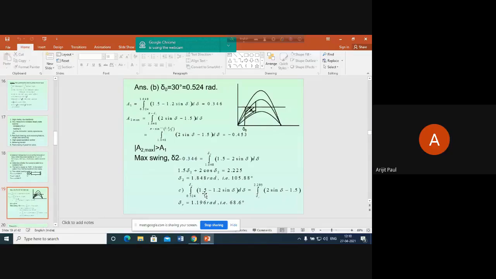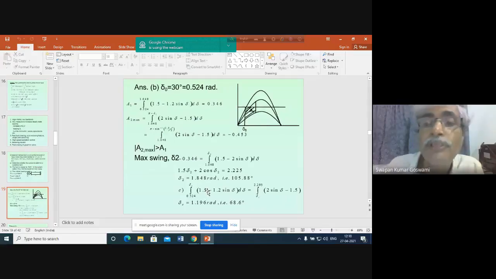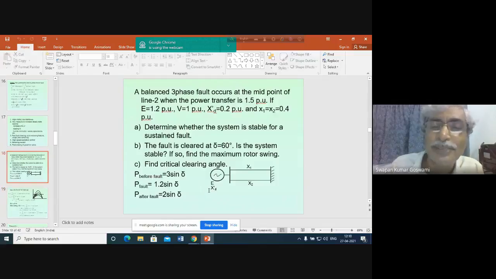Sir, during fault, how do we calculate the transient reactance? Sir, please explain this once. During fault reactance, it would have been better if I could draw it, so I am explaining it.